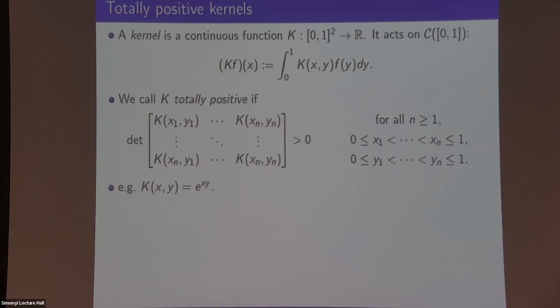Okay, so we call a kernel totally positive if for all positive integers n, this n by n determinant is positive. Here I've chosen n strictly increasing x variables and n strictly increasing y variables, and I take the determinant of the matrix K(x_i, y_j). An example of this is e^(xy), which one can show is a totally positive kernel.